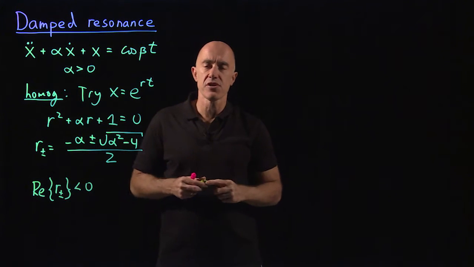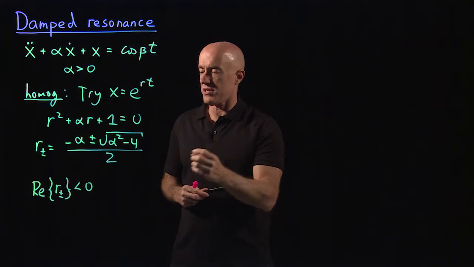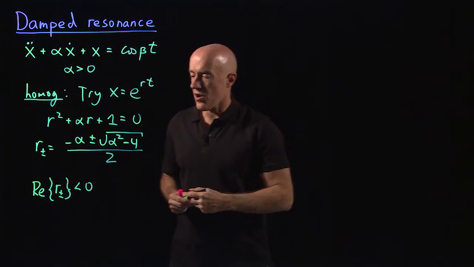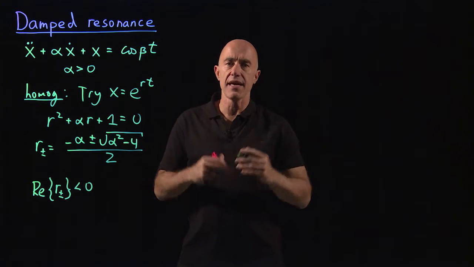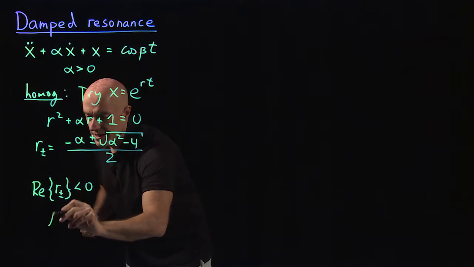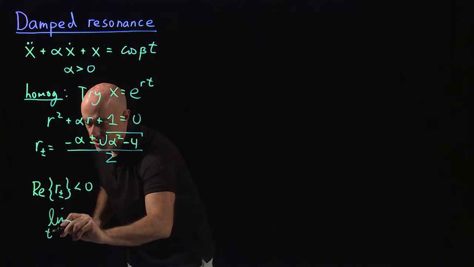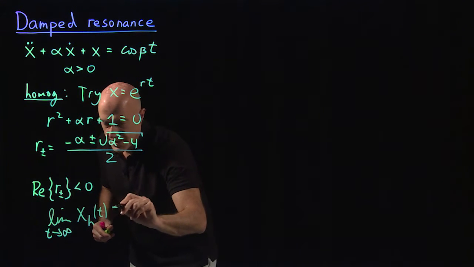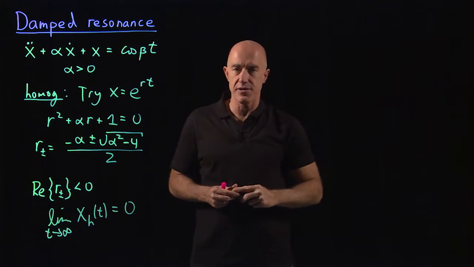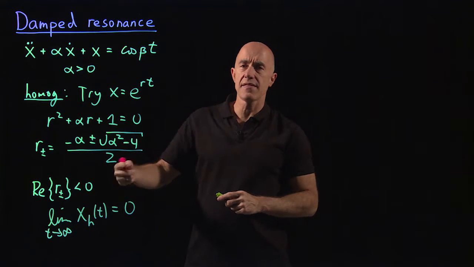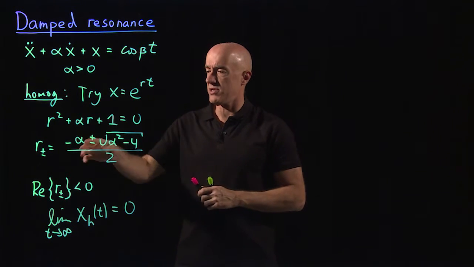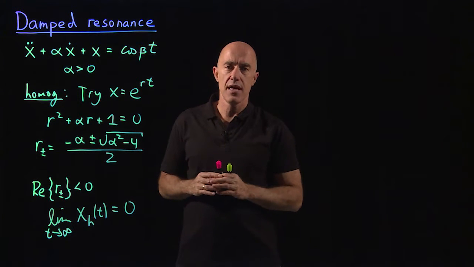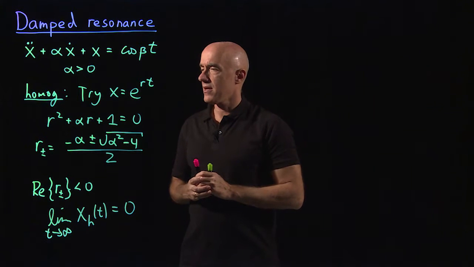And what that means is you're going to have exponential functions which decay in time, decay to 0. So the homogeneous solution decays in time to 0. The limit as t goes to infinity of the homogeneous solution will be 0. We say that the homogeneous solution in this equation is just a transient. Eventually, it will become small, and you can neglect it.